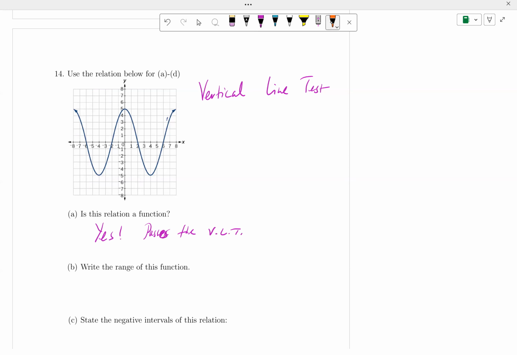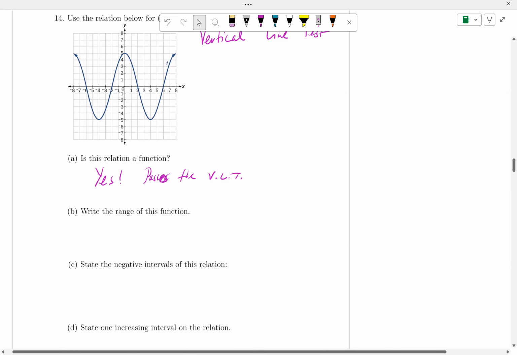I'm going to show you guys an example when it might fail. So let's say our graph looked like this. If I try to run the vertical line test here, boom, this is failing because my vertical line is touching the graph there and there. It's failed. The vertical line test is passed only if a graph is crossed once by the vertical line. That's it.